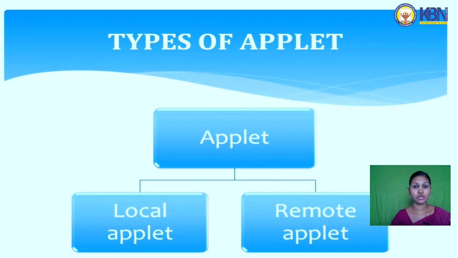How many types of applets are there? There are two types of applets. One is the local applet and the second one is the remote applet.